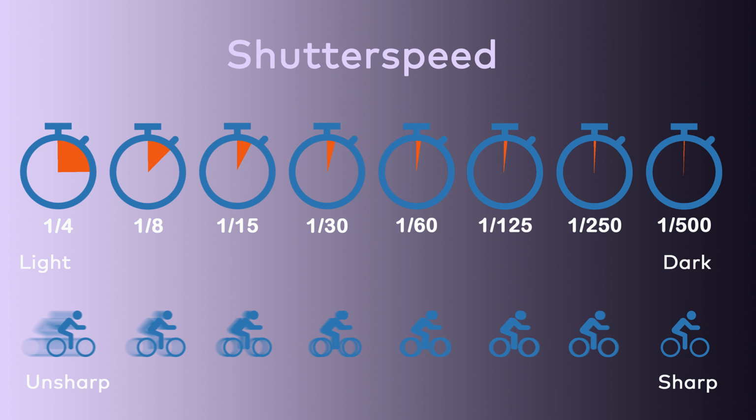darker. If you photograph something that is moving quickly, the movement will be blurred at a slow shutter speed, and therefore the resulting image will not be sharp, and at a fast shutter speed the movement will be frozen and result in a sharp image.